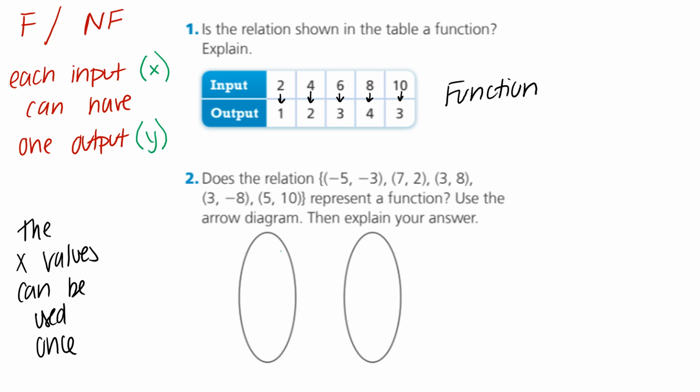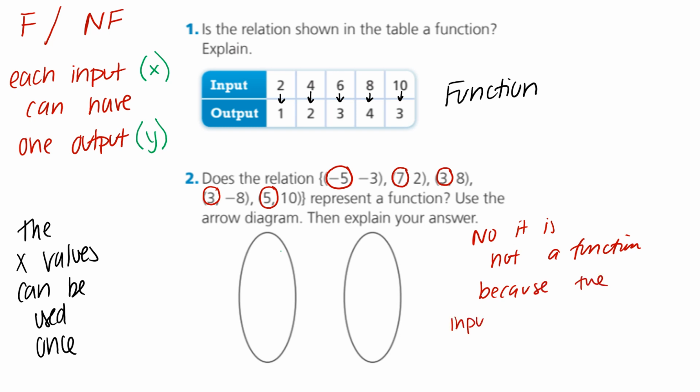Number 2, does this relation represent a function? Use the arrow diagram and then explain your answer. So we can look at these ordered pairs, and we're looking at the X values, -5, 7, 3, 3, and 5, and we can see that no, it is not a function. It is not a function because the input value, the X value, 3 has more than one output.